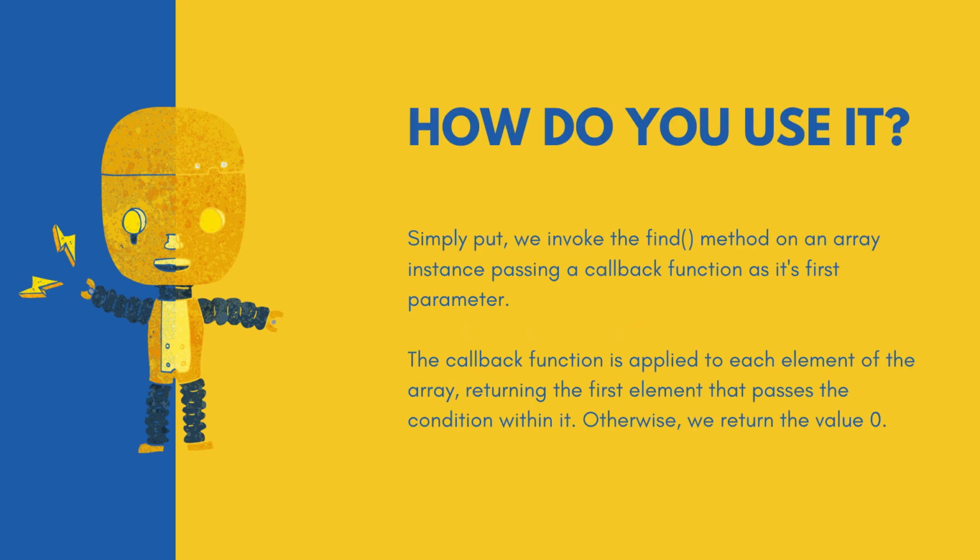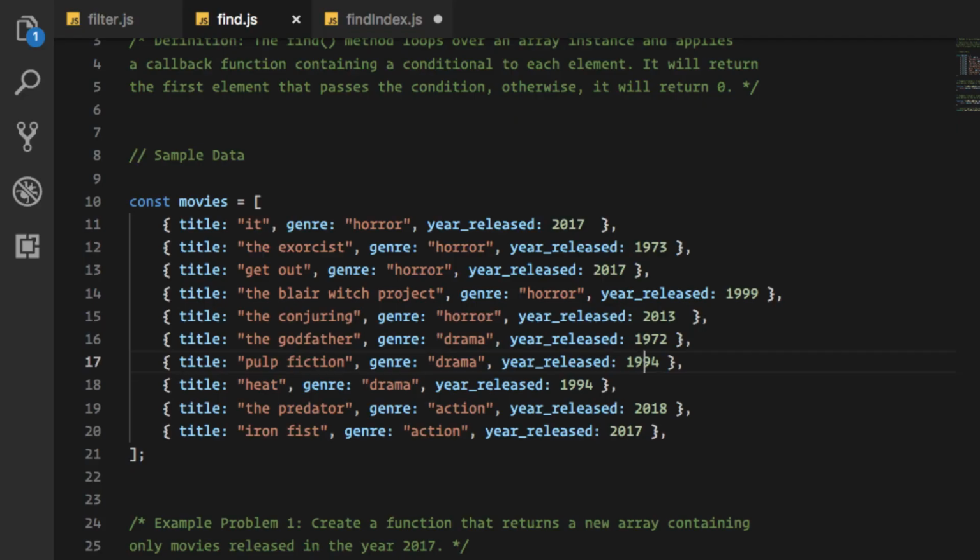So the way we use it is that we invoke the find method on an array instance, right? So if you have a list of elements within an array, we're going to call the find method using dot notation. We're going to pass it a callback function. That callback function is going to have a conditional, and that conditional is going to determine what element gets returned back from the find method. So let's check out exactly how that works with an example.